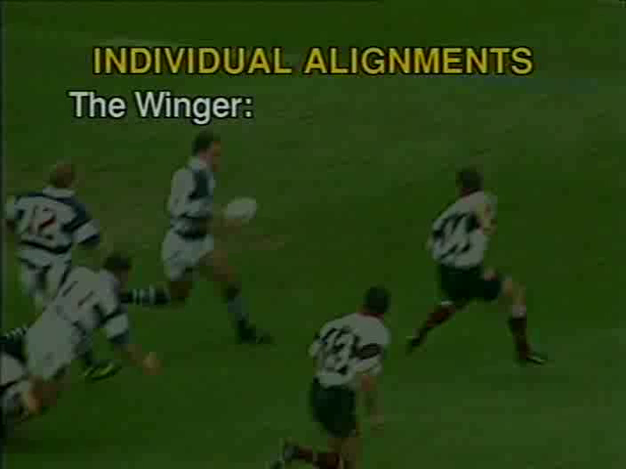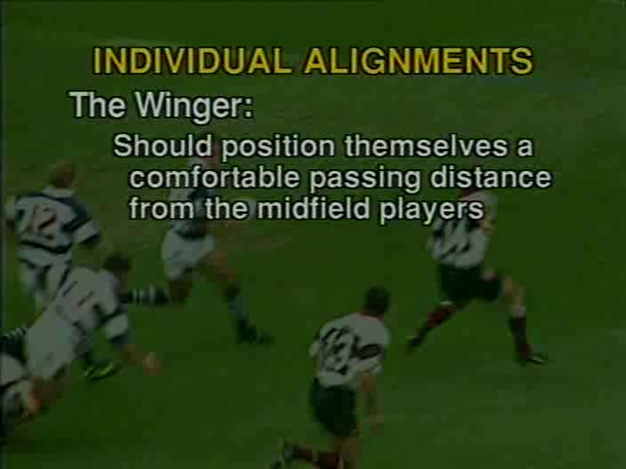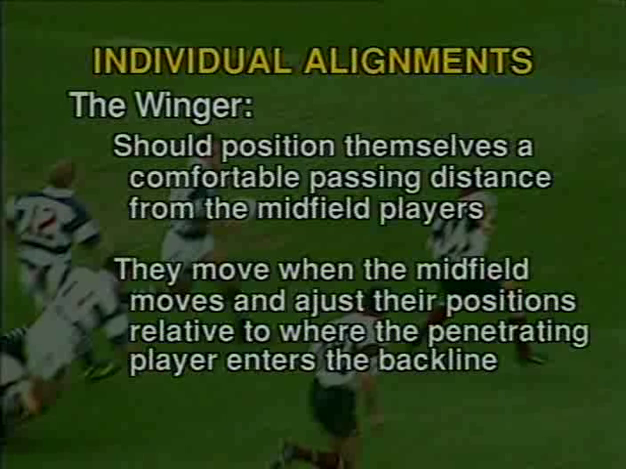The winger should position themselves in a comfortable passing distance from the midfield players. They move when the midfield moves and they adjust their position relative to where the penetrating player enters the backline.